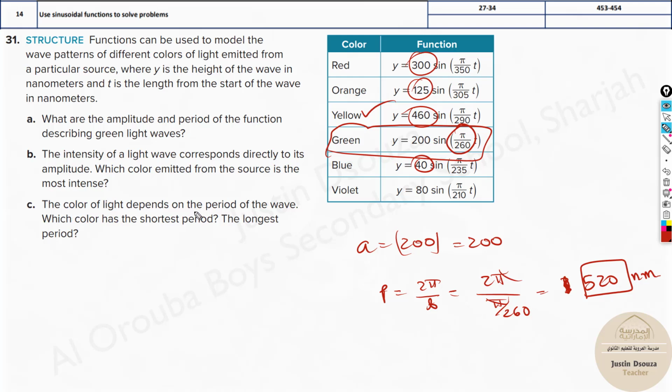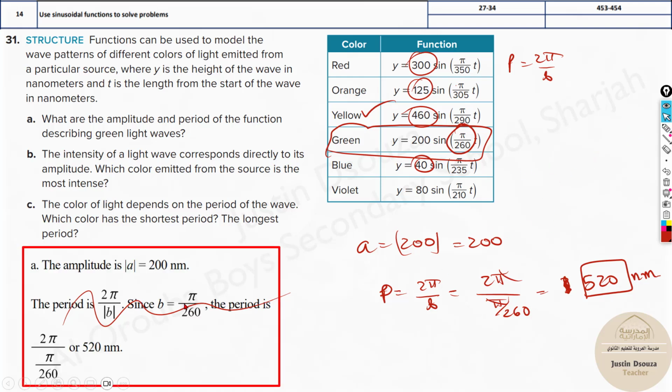Then the color of light depends on the period of the wave. Okay, the period is very important for the color. Which color has the shortest period? And the longest period. Okay, so you have to find the period for all the functions. We just now did this, right? Use the formula, same thing. P is equal to 2 pi by B. Here, B is pi by 350. Solve it. Again, solve it for orange color, yellow color. The same second part which we did for period must be done for all the colors. And then see which is having the shortest period and the longest period.